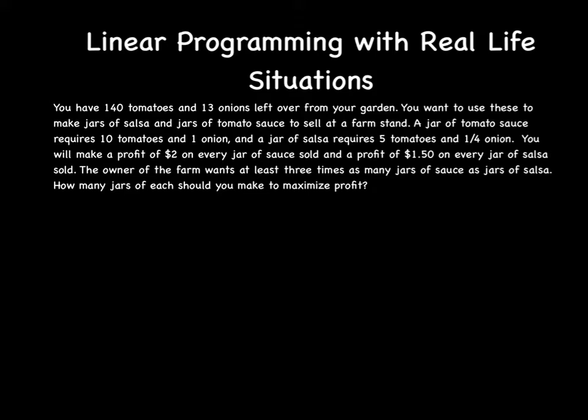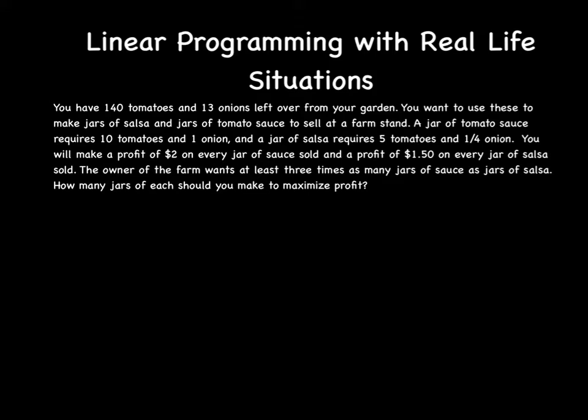A jar of salsa requires 5 tomatoes and 1/4 of an onion. You will make a profit of $2 on every jar of sauce sold and a profit of $1.50 on every jar of salsa sold. The owner of the farm wants at least 3 times as many jars of sauce as jars of salsa. How many jars of each should you make?